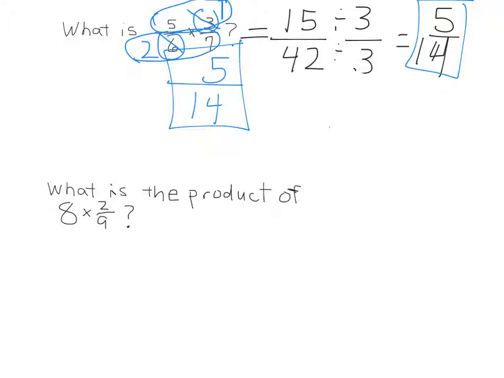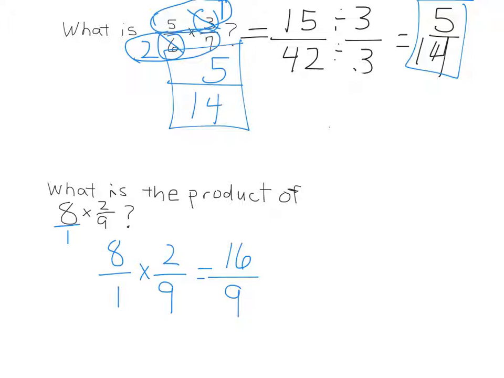What is the product of 8 times 2/9? So that's another way to ask to multiply, is by using the word product, because the answer to multiplication is product. So this is very similar to the top, except there's a whole number. So we like to put that whole number over a 1. So I get 8 firsts, which is the same as 8. I'm just renaming it. I'm just writing it a different way, but it's still the same as 8. So now I just multiply 8 times 2 is 16, and 1 times 9 is 9.